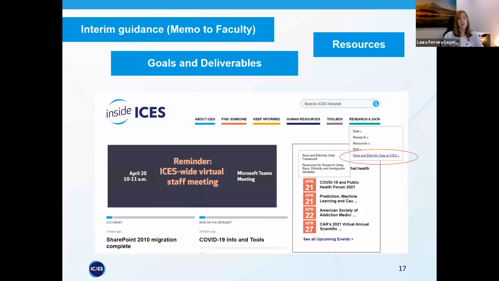In addition to the People's Panel work, there's been a lot of behind the scenes work underway as well. Initially, it was the fall of 2020 when some interim guidance was released. It was a memo to ICES faculty and staff just to understand why this work was underway, and some initial understanding of the goals and deliverables and some potential limitations to our existing data and recommendations moving forward. We also have a page on our internal intranet, which provides some initial readings and resources as they become available.